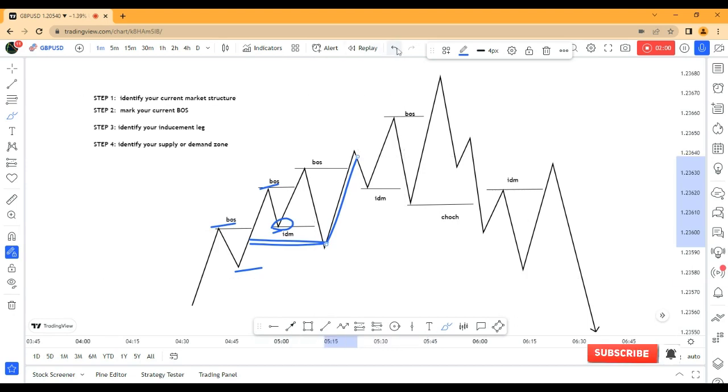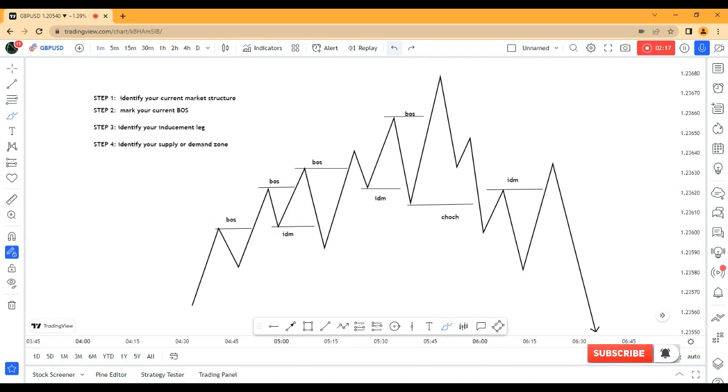All right, so this is how we need to be looking on the chart. This is how we need to be looking and identifying where there will be a probability that price will sweep out liquidity or price will be changing to a different direction.